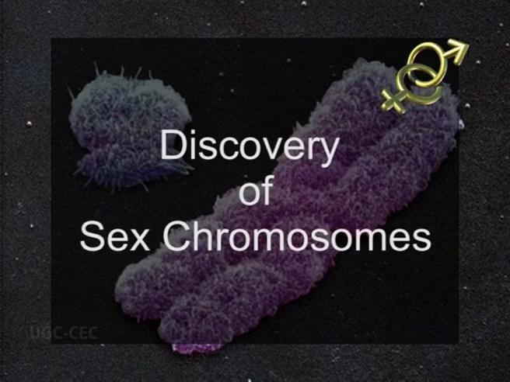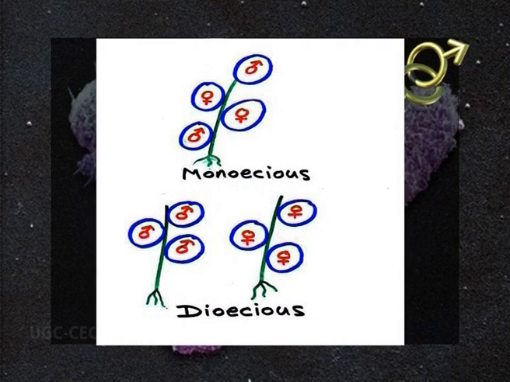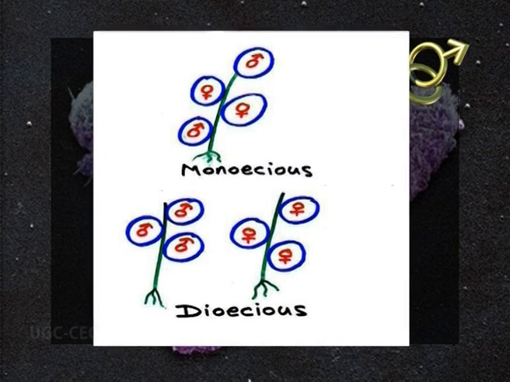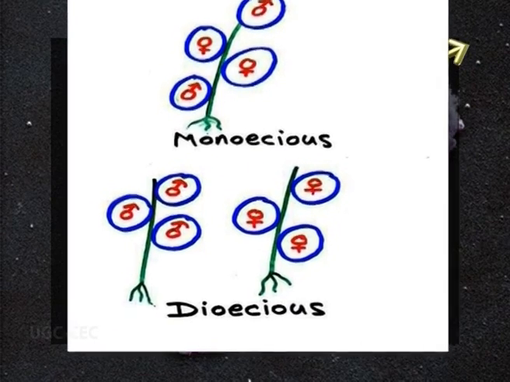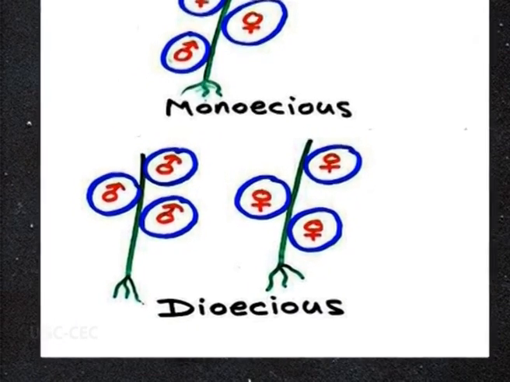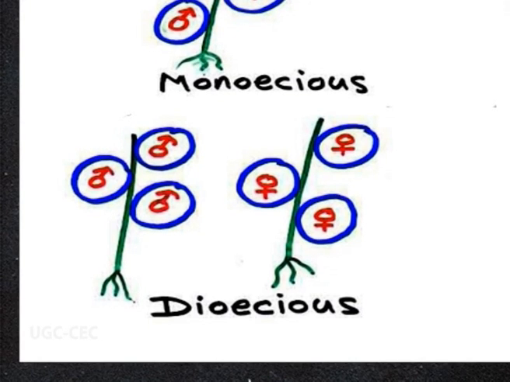Now, discovery of sex chromosomes. In sexually dimorphic dioecious organisms, besides morphological and behavioral differences between both sexes, the sexual diversity also occurs at the level of chromosomes. The chromosomal differences between the sexes of several dioecious species were found earlier in the course of cytological investigations.